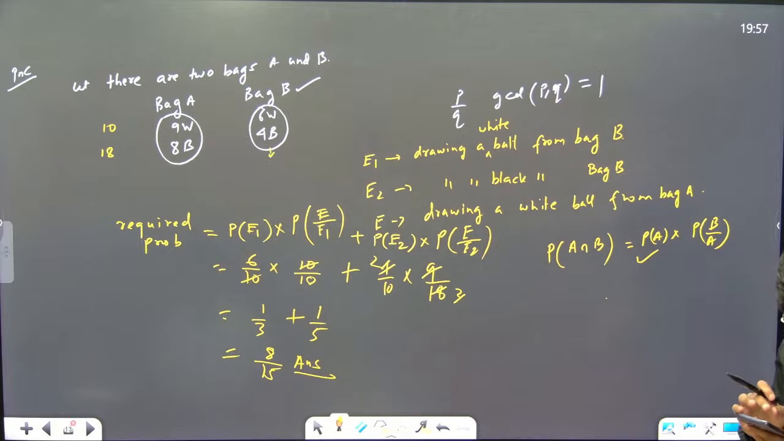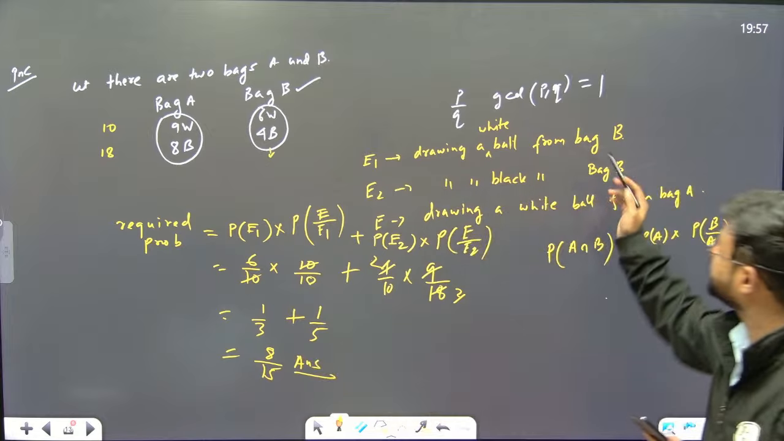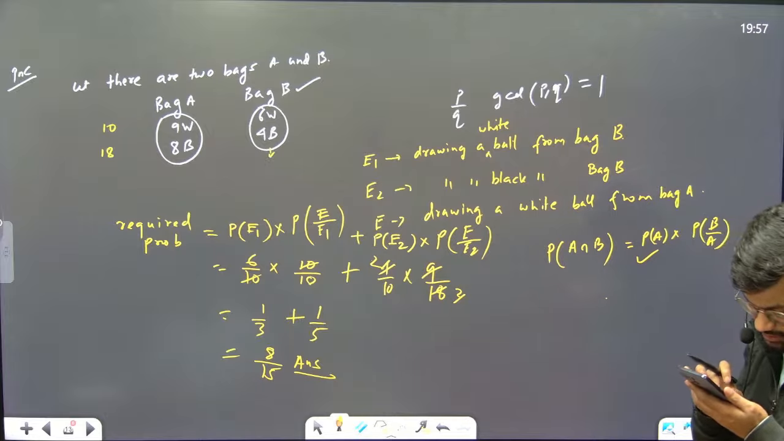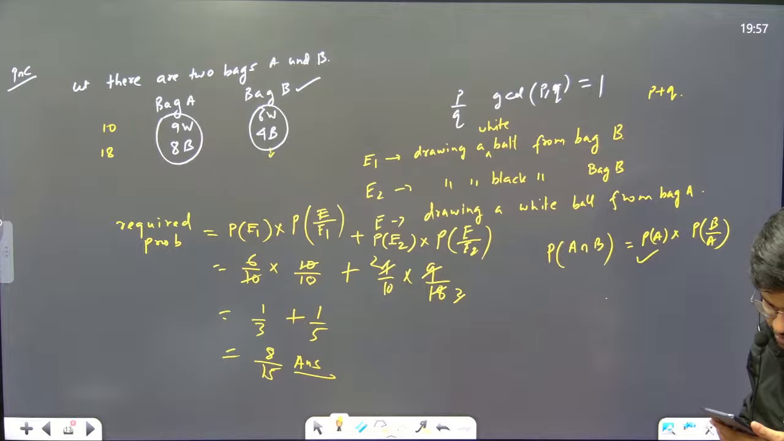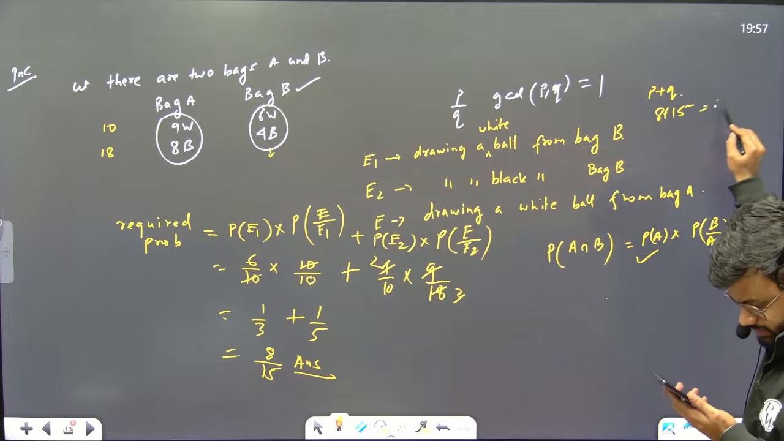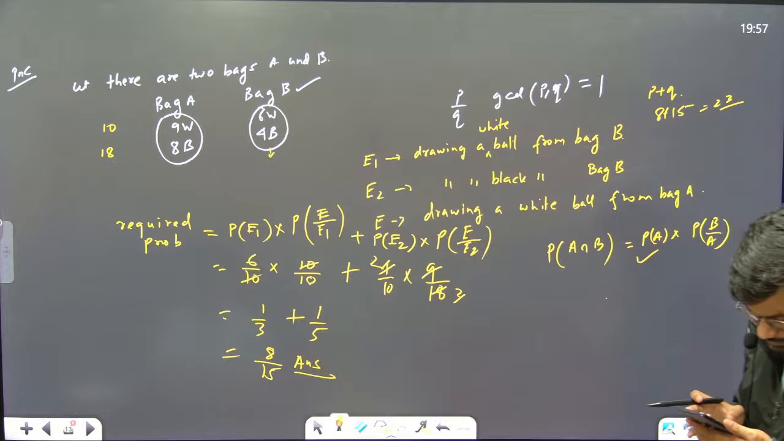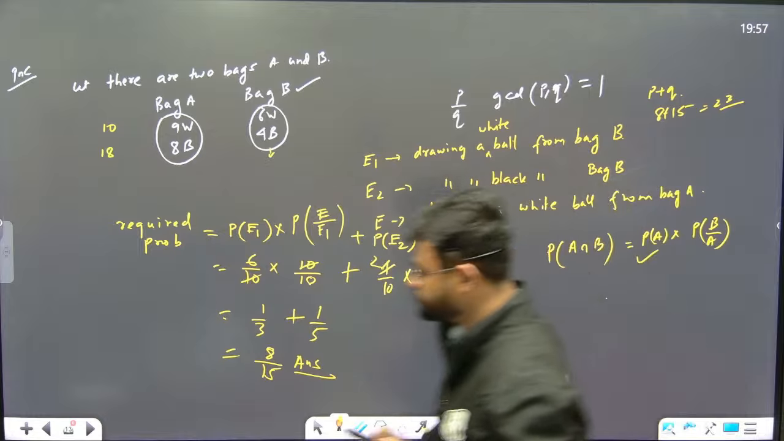Now let's see the next question. So 8 by 15 has no common factor, so they are asking to find P plus Q. Since 8 and 15 are co-prime numbers, the answer is going to be 8 plus 15, which is 23, right? Easy question.